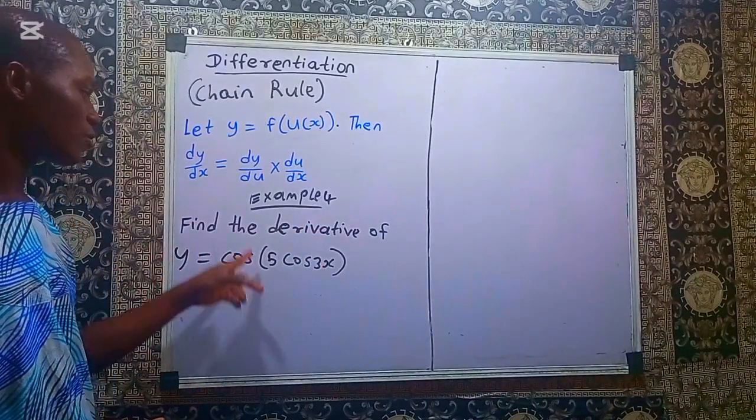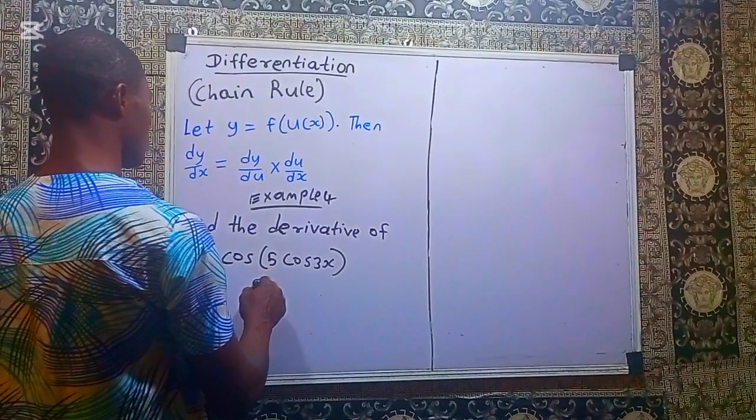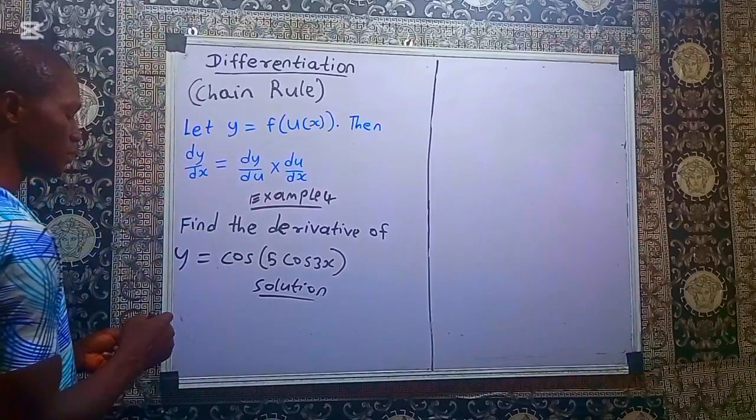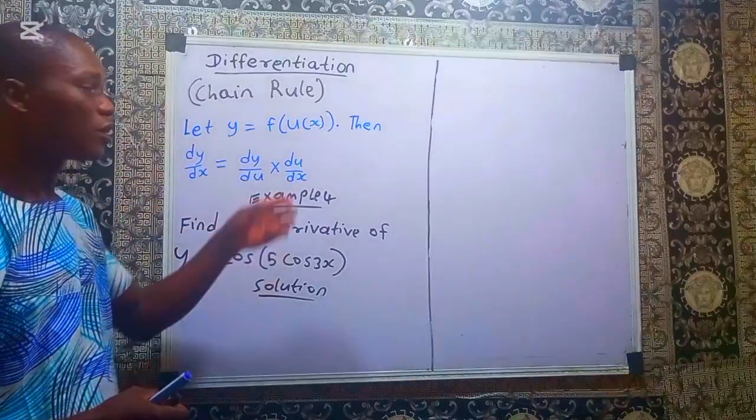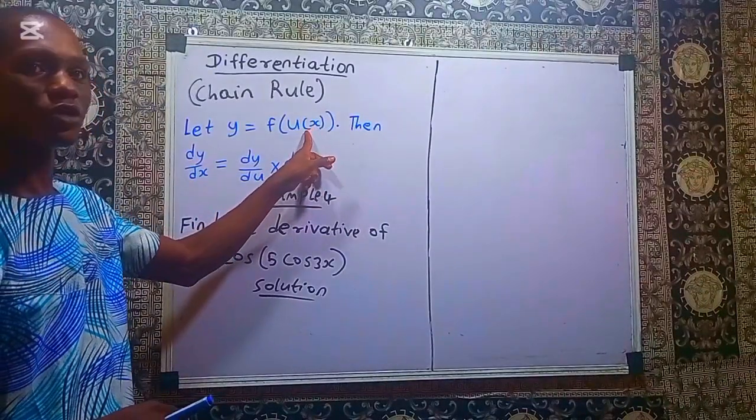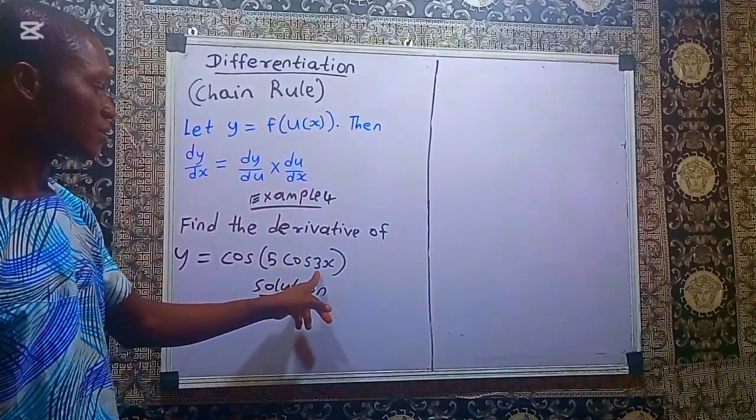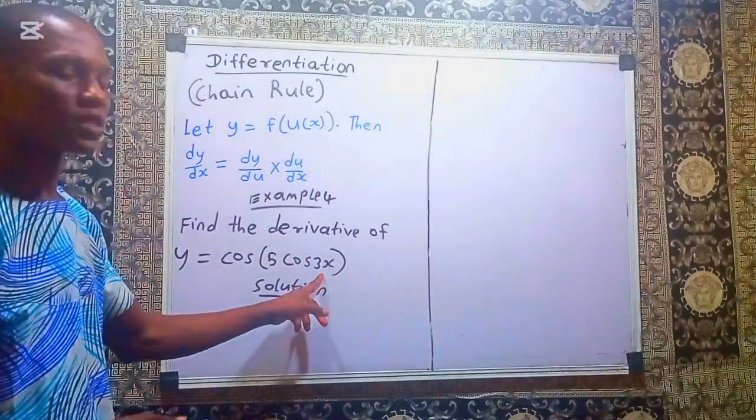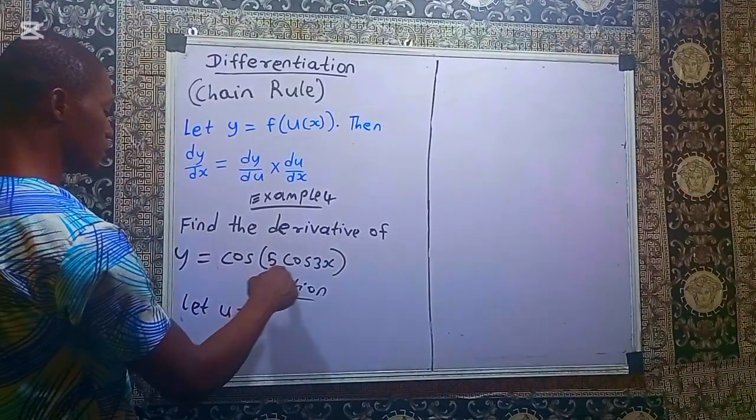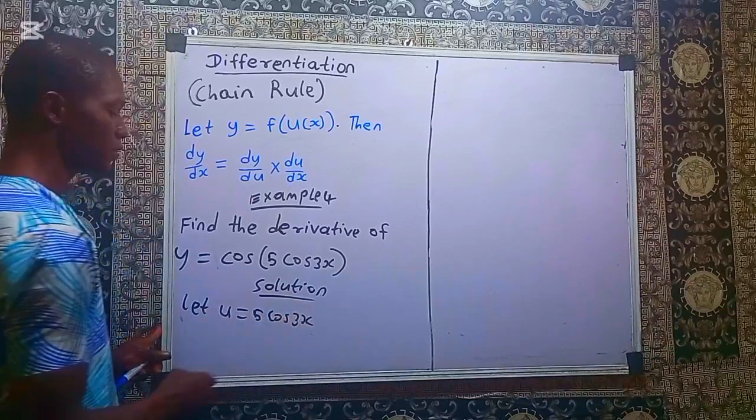y is equal to cosine of 5 cos 3x. So this is the function given to us. We write the solution and solve the question. From what we have on this, what is inside this bracket is a function of x. That's the one we call u of x. So what do we have inside here? This will be our u of x. So we call it u. So I'm going to say let u be equal to 5 cos 3x, right?